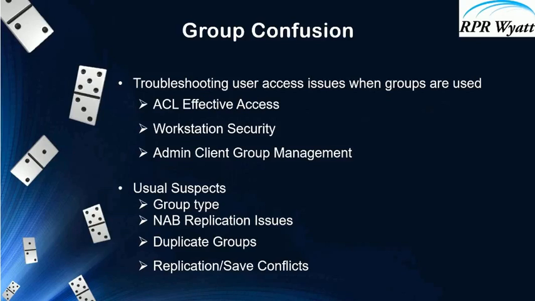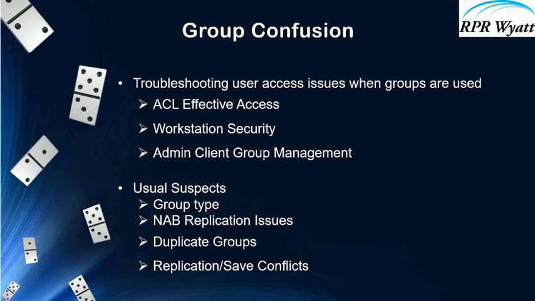So groups, the standard has always been use groups. Do not use explicit names. And I go and look at client environments, in the server document and in ACLs, and I see explicit names all over the place. And when I ask them why they are using explicit names instead of groups, I frequently get the response, groups don't work.